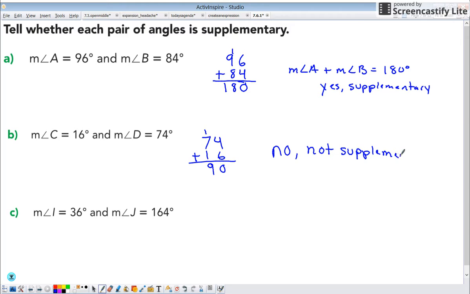The last example asks us to identify whether angle I and angle J are supplementary. Again, simply add their angle measures together. And when you add those two angle measures together, you get that the angles have a sum of 200 degrees. So no, these angles are not supplementary either.